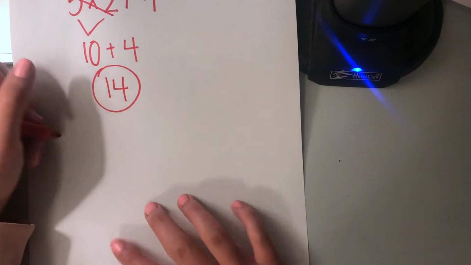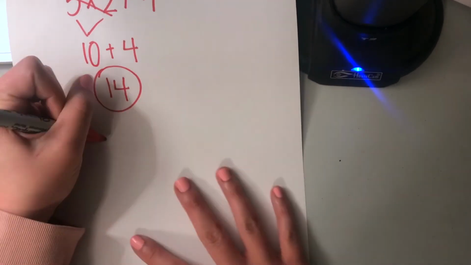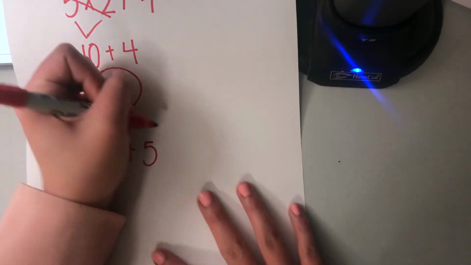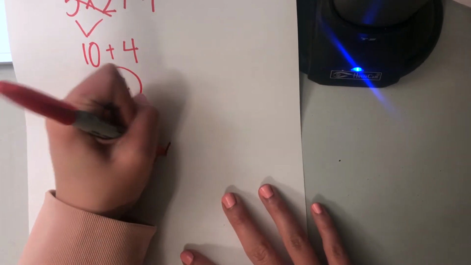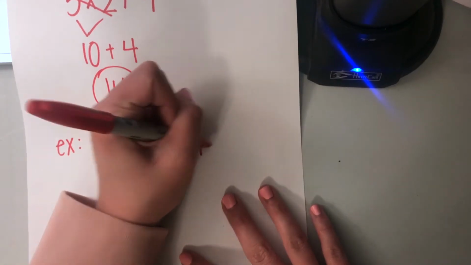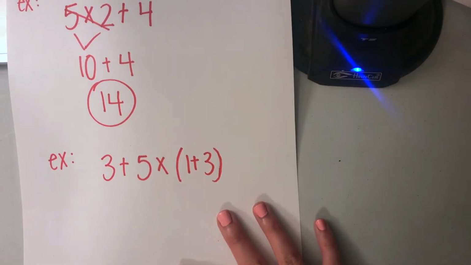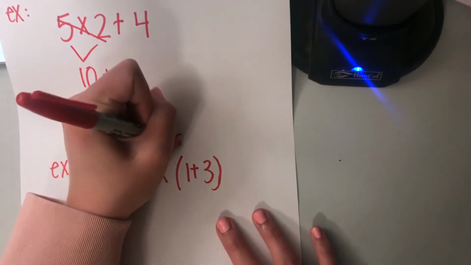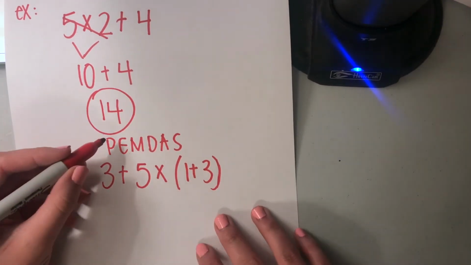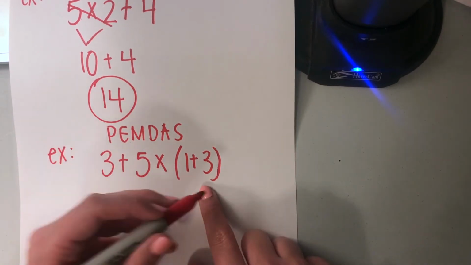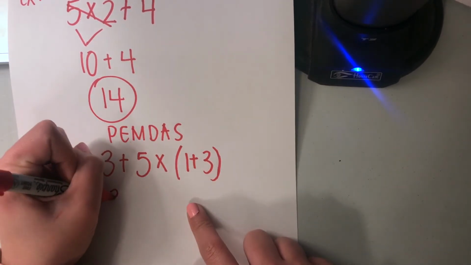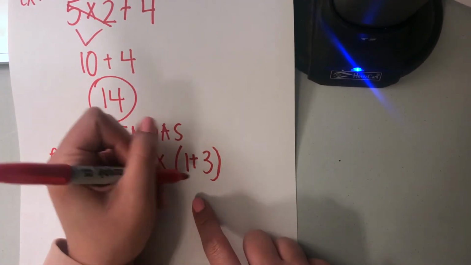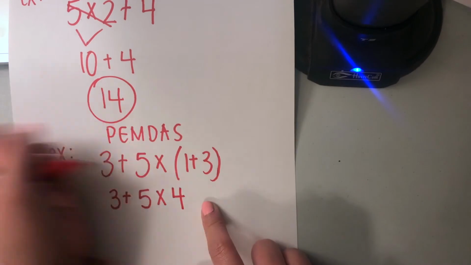Okay, let's try another example. What if I have parentheses? So we've got 3 plus 5 times the quantity 1 plus 3. Okay, so there's my example. PEMDAS, write it up at the top. First I do my parentheses, so anything that's in the parentheses right here. I'm just going to rewrite the problem, but I'm going to do the parentheses part. So 1 plus 3, that's 4.